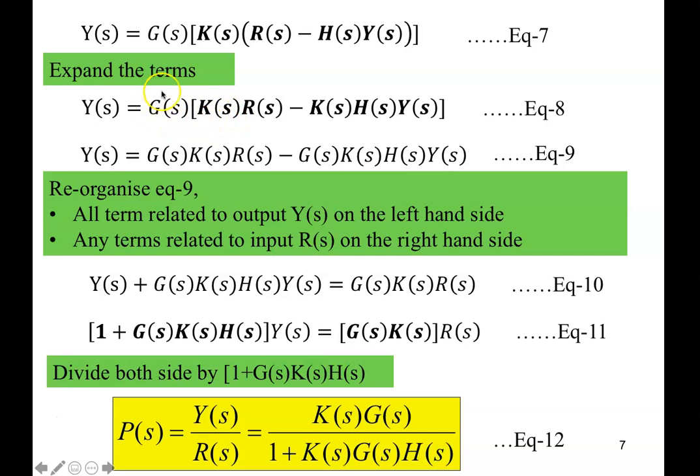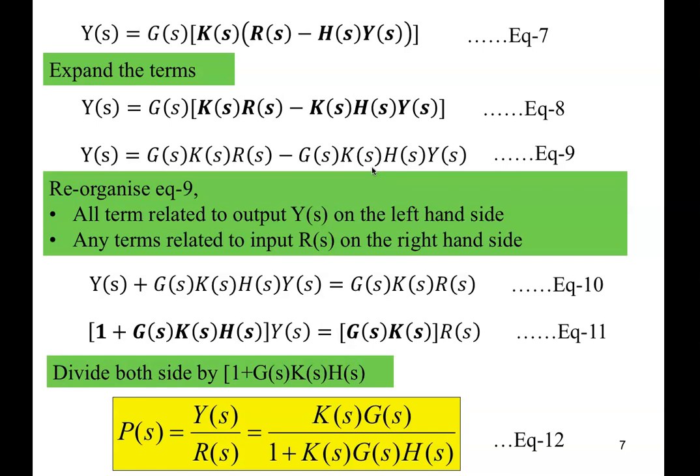Again, then I can multiply Gs into the brackets as well. So that becomes G times K times R for the first term, G times K times Hs times Y, that is my second term. You just expand the terms into the brackets. Make sure you don't miss anything there. Now, we end up with equation number 9.